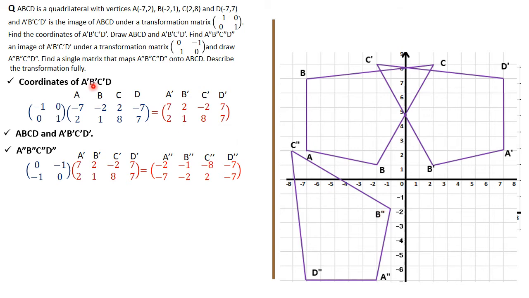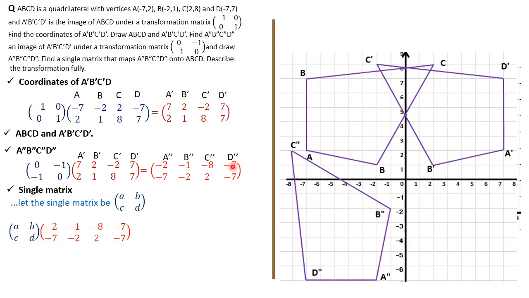The last part, we're told to find a single matrix that maps the last one, this image here, onto the original that we had. The original we had was this one here. So we do that part. We are told to look for a single matrix, and therefore we're going to say let the single matrix be, say, a, b, c, d, and so we pre-multiply with the last image to get the object we had at the beginning, because we are transforming the image to get the object. That's the question we are told: find the single matrix that maps the last image onto the object.